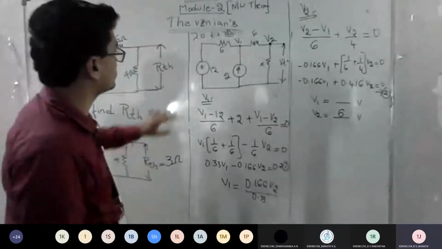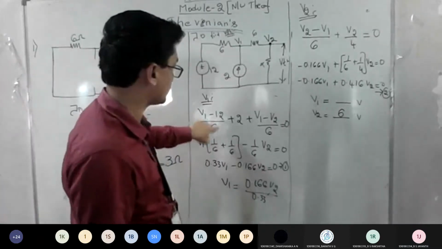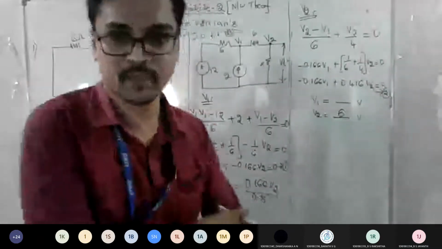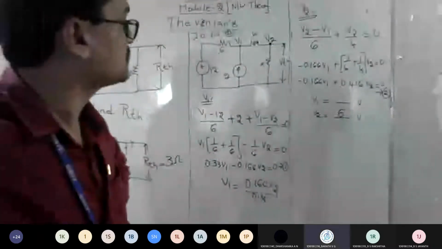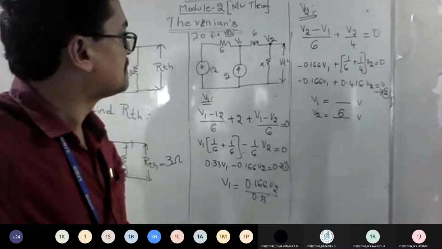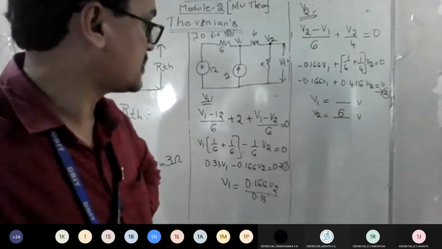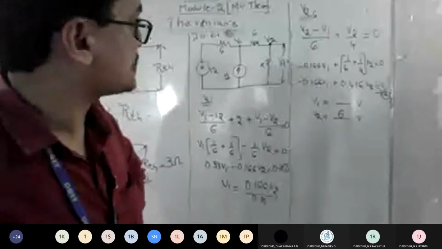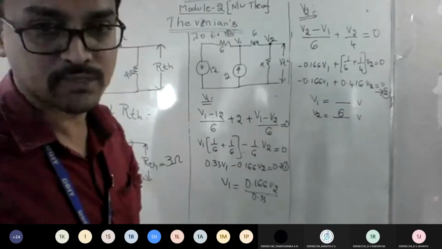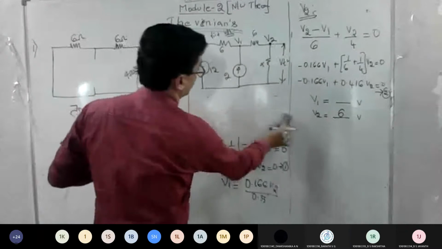So any terminal of V1 missed. So this is correct now, what I told. So it's minus 12 by 6, it's minus 2 only. Minus 2 plus 2 will get cancelled. Yes, sir. Okay, let me check out this. So using KVL you got 6 volt, Bharat. Yes, sir. Okay, let's check out that.